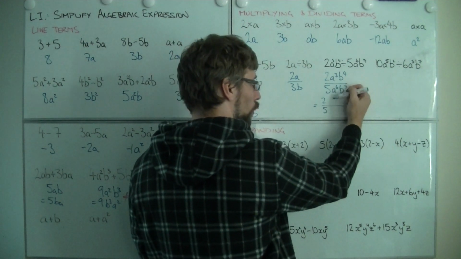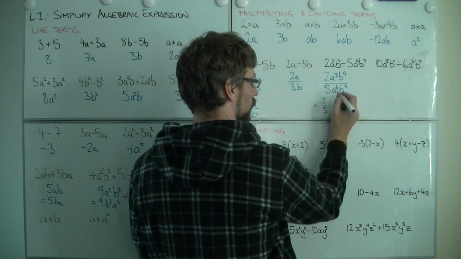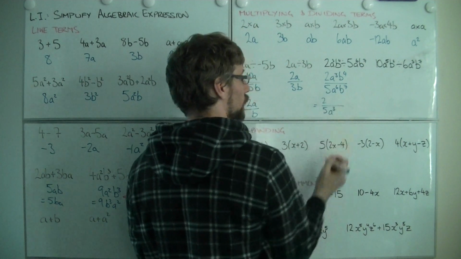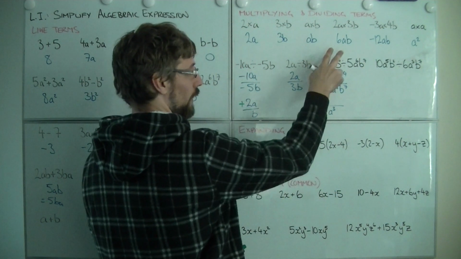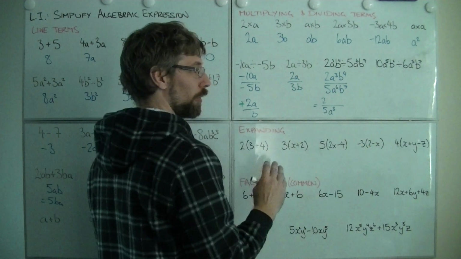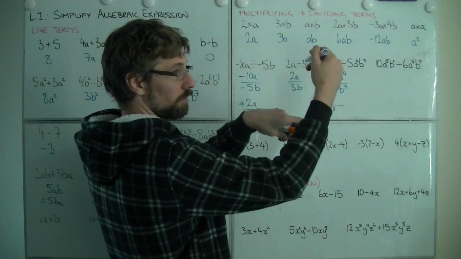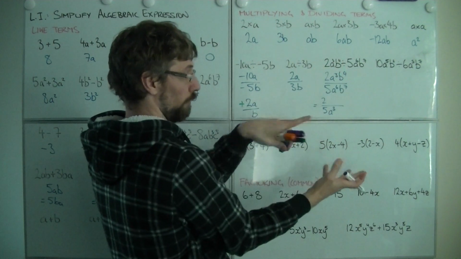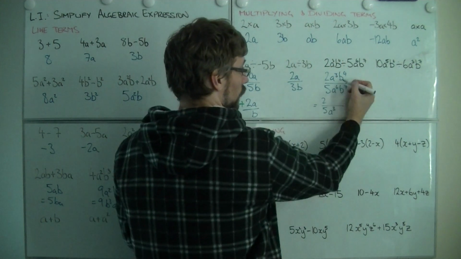Well, I've got more on the bottom. How many more do I have on the bottom? I've got 3 extra A's on the bottom. Remember that this is a times a times a on the top, and this is a times a times a times a times a times a on the bottom. So I can cancel off 3 a's from the top and the bottom, and then I'm still left over with 3 on the bottom. Cool.